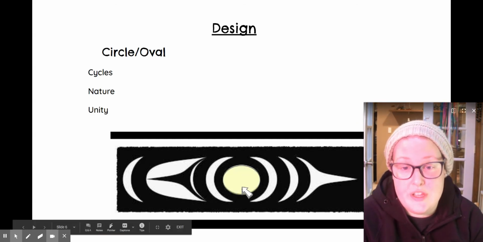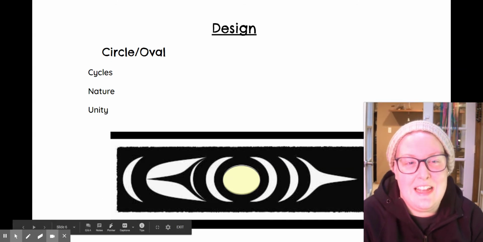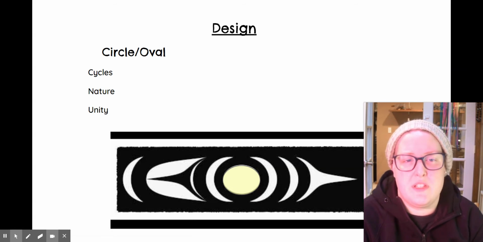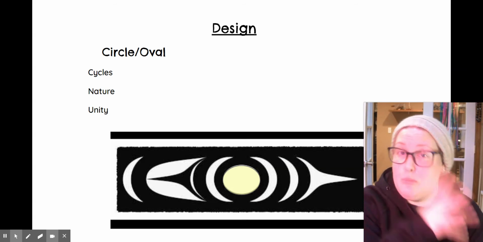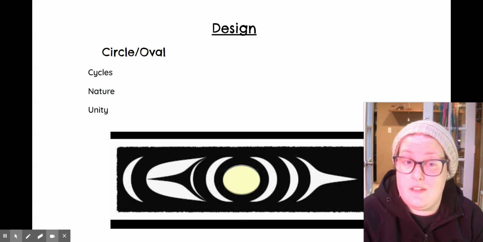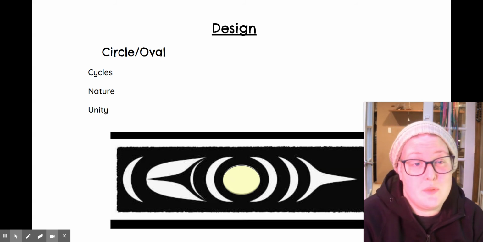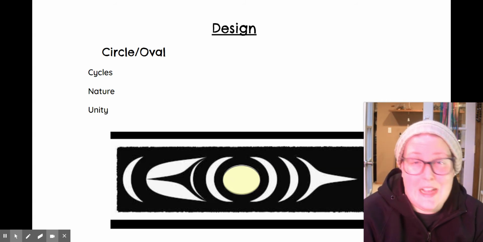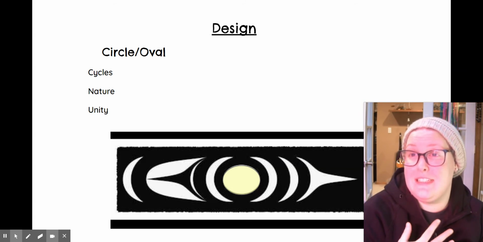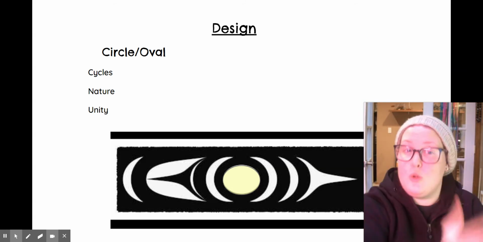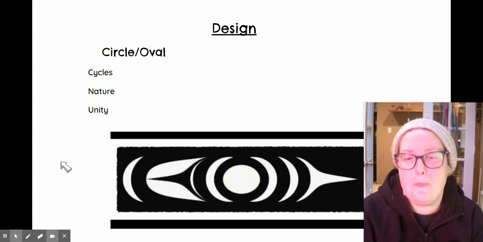Here we have the circle or the oval, and in Northwest Coastal Salish design, the oval and the circle really represent the cycles of nature, the human cycle of death and birth, the various seasons, the changing of the seasons. It also represents the unity of humankind between themselves and the earth and people who came before and people who will come after. It's all about interconnectedness with the circles and the ovals.